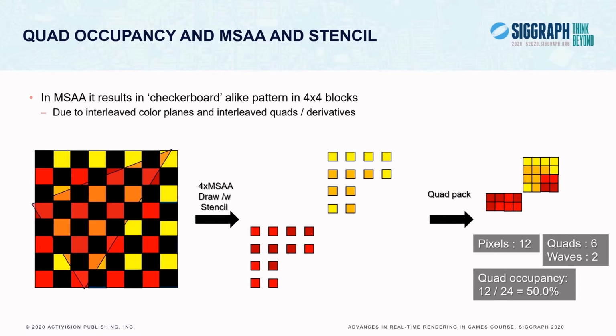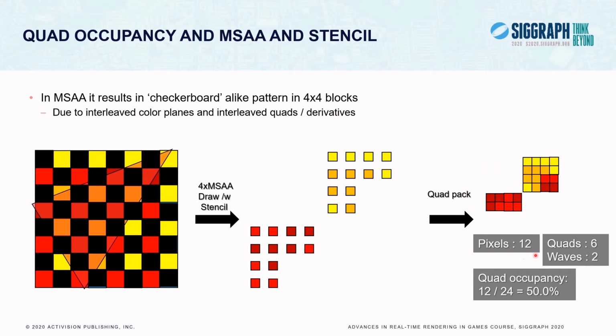In MSAA, the resulting checkerboard will actually be a pattern in 4x4 blocks, because the image planes, the color planes, are interleaved, and thus the quads and derivatives are interleaved. That means that if we were to use a checkerboard pattern in MSAA rendering with stencil, we would only end up killing certain planes in 4x4 pixel quads. And that's going to result in significantly better quad packing.